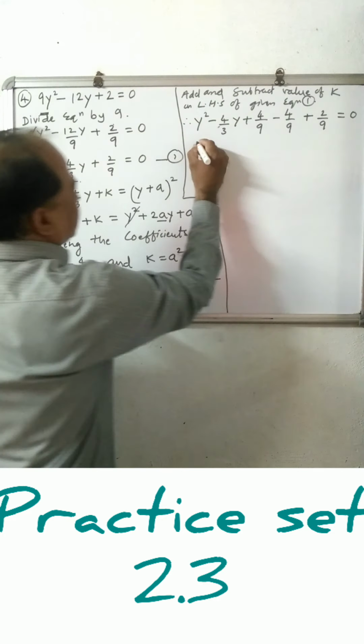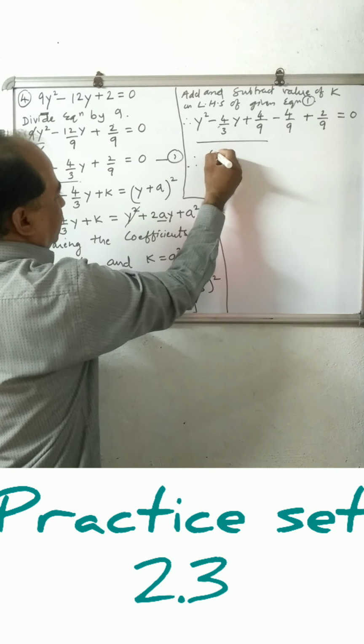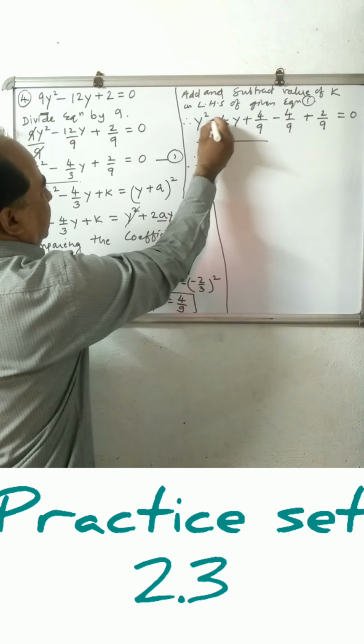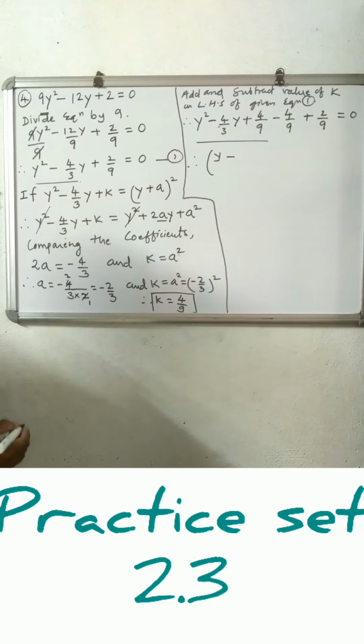Now this is the complete square. So we can write this: square root of y square is y. Middle term minus, so here also minus sign. If it is plus, then plus.